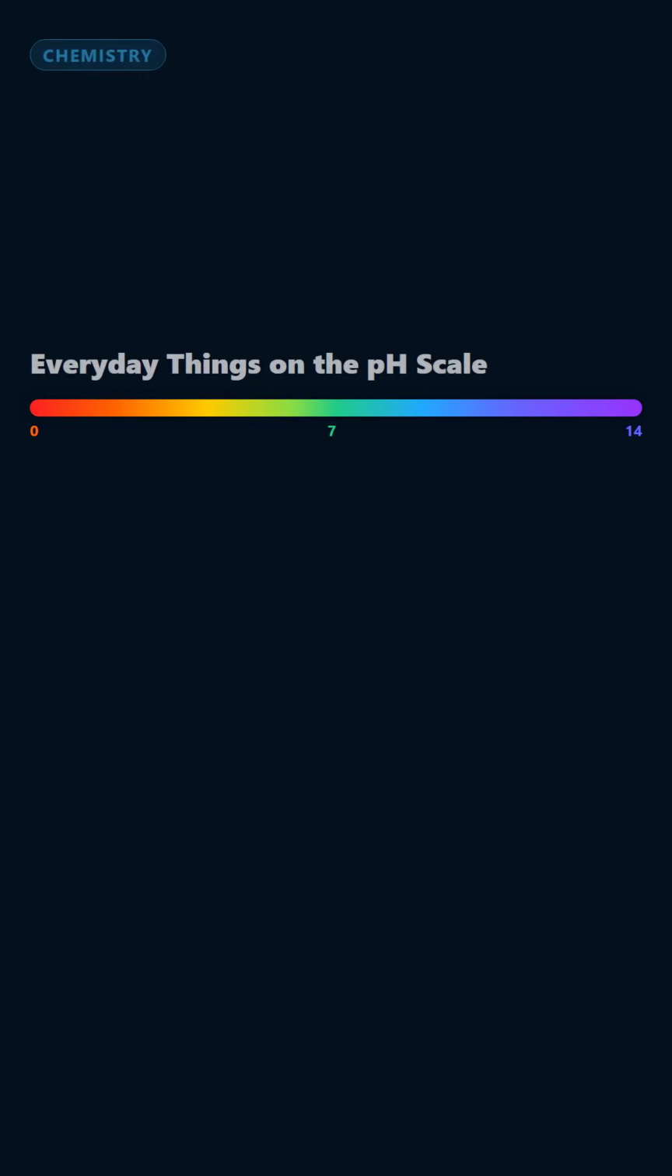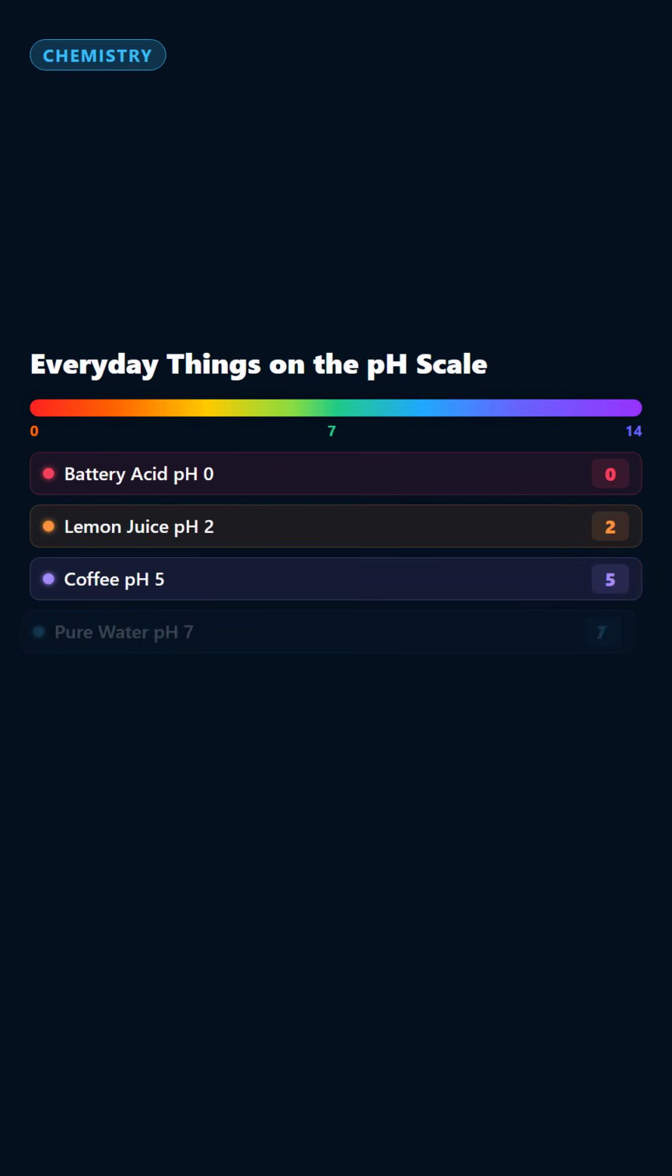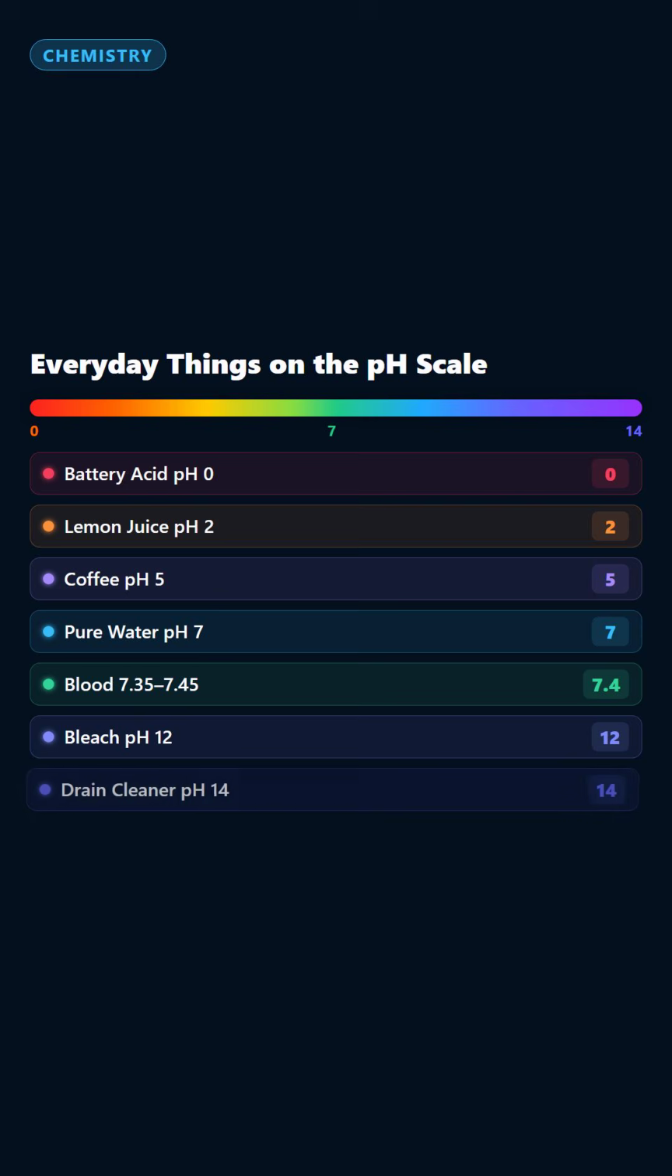started. To put the scale in context, battery acid sits at pH 0, about as acidic as anything gets. Lemon juice is around 2 and coffee is about 5. Pure water is the neutral benchmark at 7. Human blood has to stay between 7.35 and 7.45, just a tenth of a point outside that range is a medical emergency. Further up the scale, bleach sits at 12 and drain cleaner reaches all the way to 14.